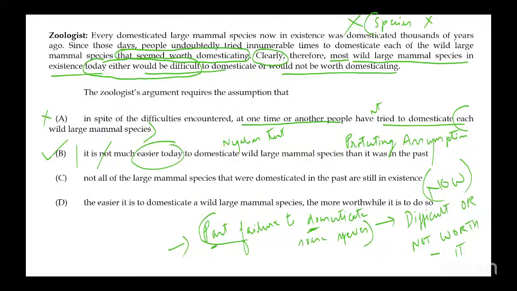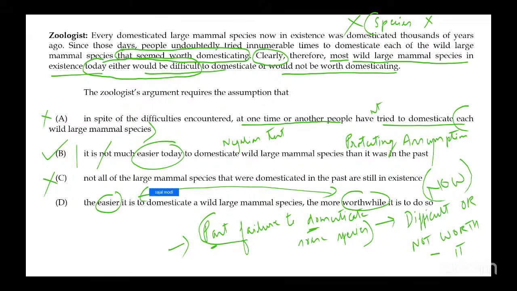Look at C. Not all of the large mammal species that were domesticated in the past are still in existence. Completely irrelevant. I'm sure you would have eliminated this quite easily. D. The easier it is to domesticate a wild large mammal species, the more worthwhile it is to do so. No such link is required. That the easier it is, the more worthwhile it is. No such link is required, right?